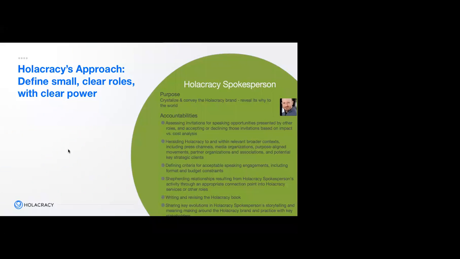It's got a purpose listed there: crystallize and convey the Holacracy brand, reveal its why to the world, and a list of accountabilities. Now, roles are very different than a typical job description in a couple of ways. One, people have multiple roles within Holacracy. Those roles may take 40 hours a week of their time. It may take 5 minutes a week. It may take no time. It may be a completely reactive role that only is energized in response to somebody else. So that's one of the key differences with how Holacracy is structured.